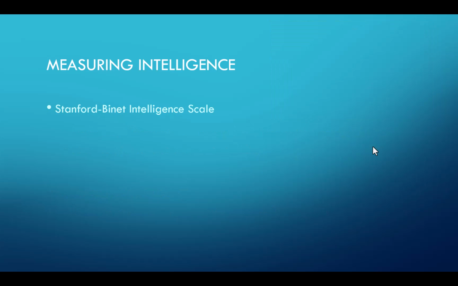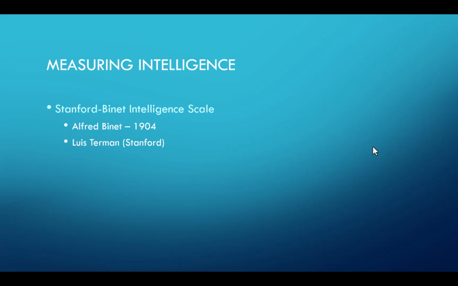So the Stanford-Binet scale of intelligence is a test that's still used today. It was developed by Alfred Binet in 1904. The French government had contacted him to develop a test that would actually identify slow learners. So today, a lot of times we use it to identify people who are gifted, but it was really developed to identify people who were slow learners so that they could be taken out of school and put into remedial work.